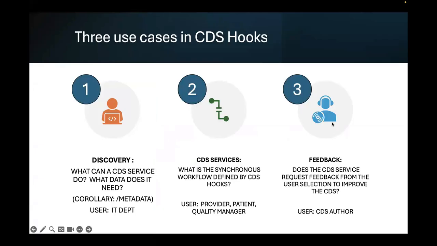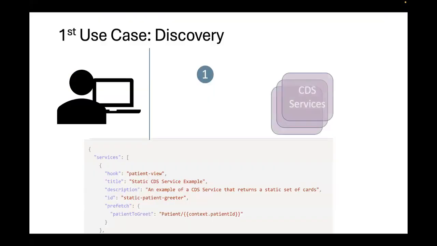Previously, we've discussed the three different use cases in CDS hooks. The first being that of discovery: what can a CDS service do and what data does it need? The second being the CDS services, which is really the heart of CDS hooks and clinical decision support, the synchronous workflow defined by the CDS hooks. And the third is the feedback use case, giving a response back to the CDS service about whether or not a particular recommendation was accepted or rejected. Let's go into a little bit more detail about each of these use cases before jumping into the standard itself.